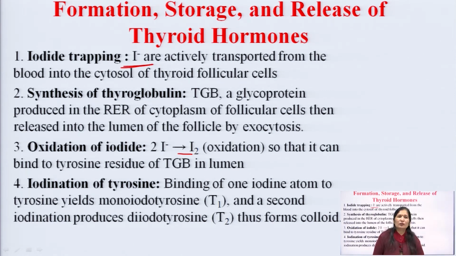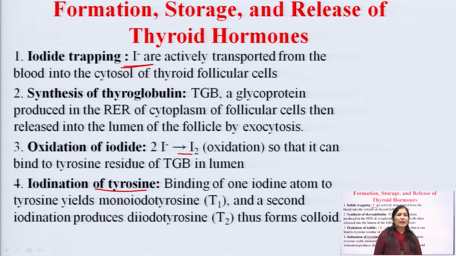So, oxidation of iodide occurs, and this iodine can only bind to the tyrosine residue of TGB in the lumen. TGB was also synthesized and entered into the lumen. Iodide trapping had already occurred. That iodide is converted into iodine, because only iodine can bind with the tyrosine of TGB in the lumen. Now, when iodine binds with the TGB, iodination of the tyrosine occurs. Fourth step is the iodination of the tyrosine.